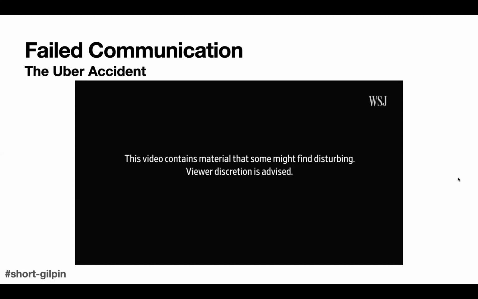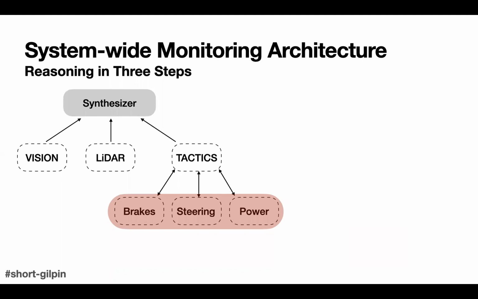This is a really unfortunate case of what happens when you have systems that don't know how to process multiple modalities, and specifically, you don't have a system-wide monitoring architecture that can deal with these types of failure situations. So what I built was a system-wide monitoring architecture that can largely reason in three steps. I'm going to be talking about the third part, the explanation synthesizer, for this short talk today, but I'm happy to talk about the other parts of this architecture offline.